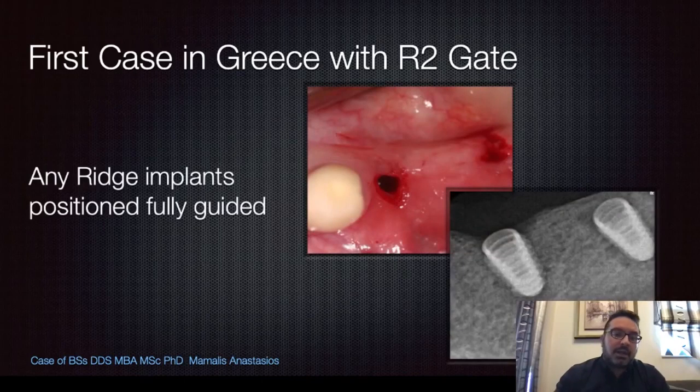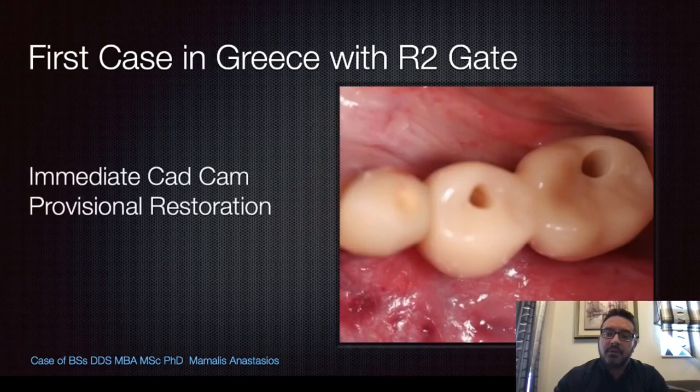We use a surgical guide. We place the implants according to the protocol that they sent us, and here we can see the provisionals with the holes for the screw in the mouth. This was the first case that we did in Greece, and after that we realized that the possibilities of immediate provisionals from small cases are unlimited.